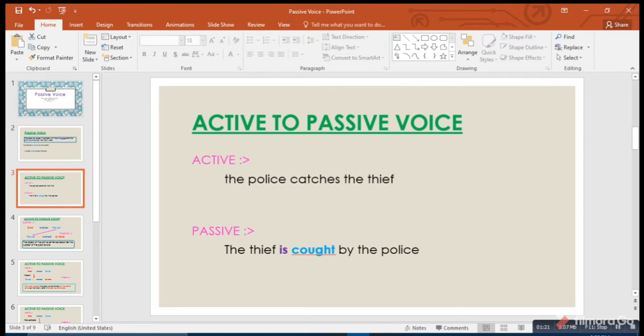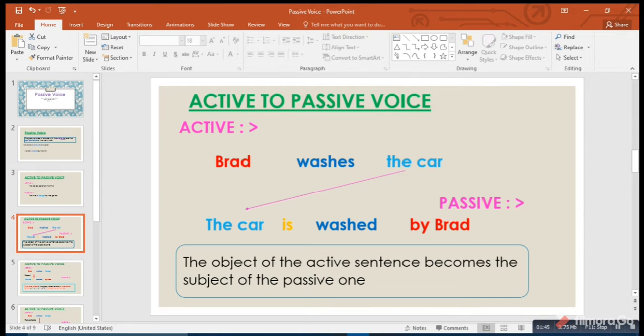And then we see here the change from active to passive. The police catch the thief. We see the change become: the thief is caught by the police. So this is how it changes from active to passive.